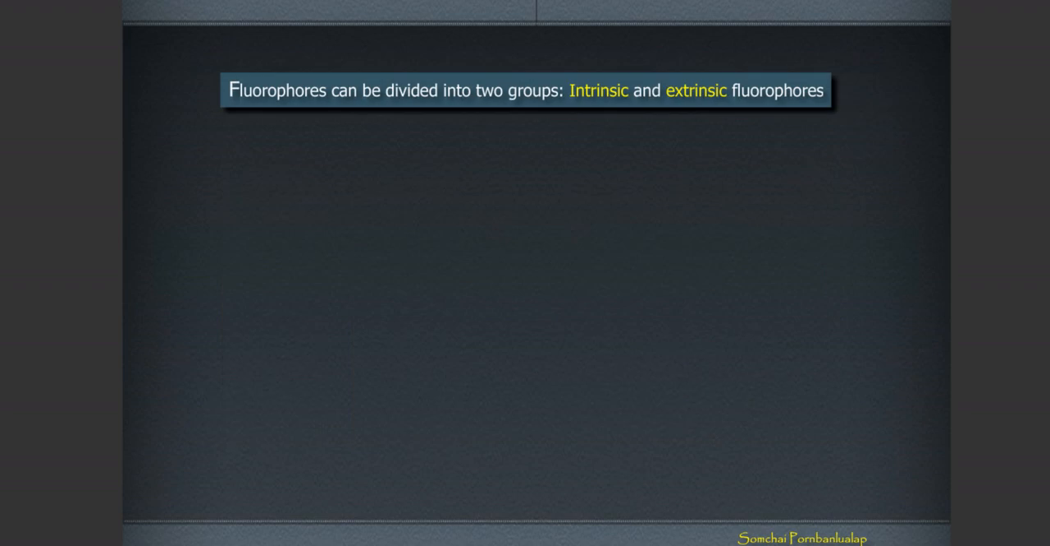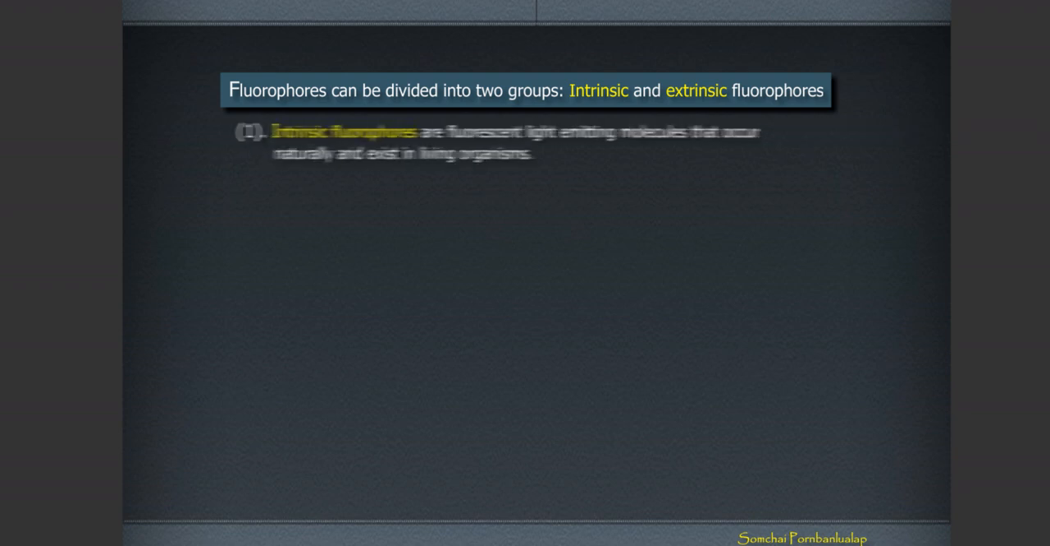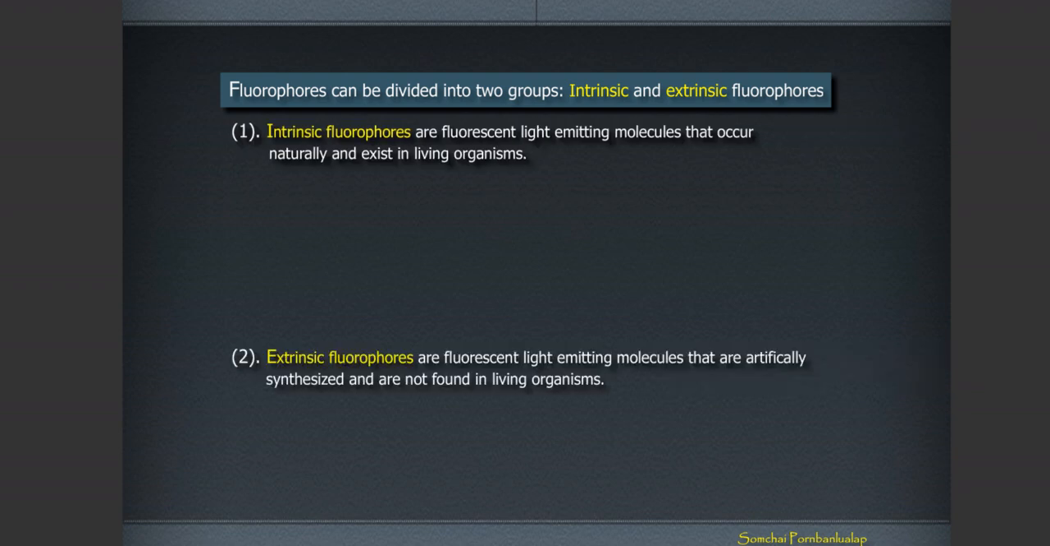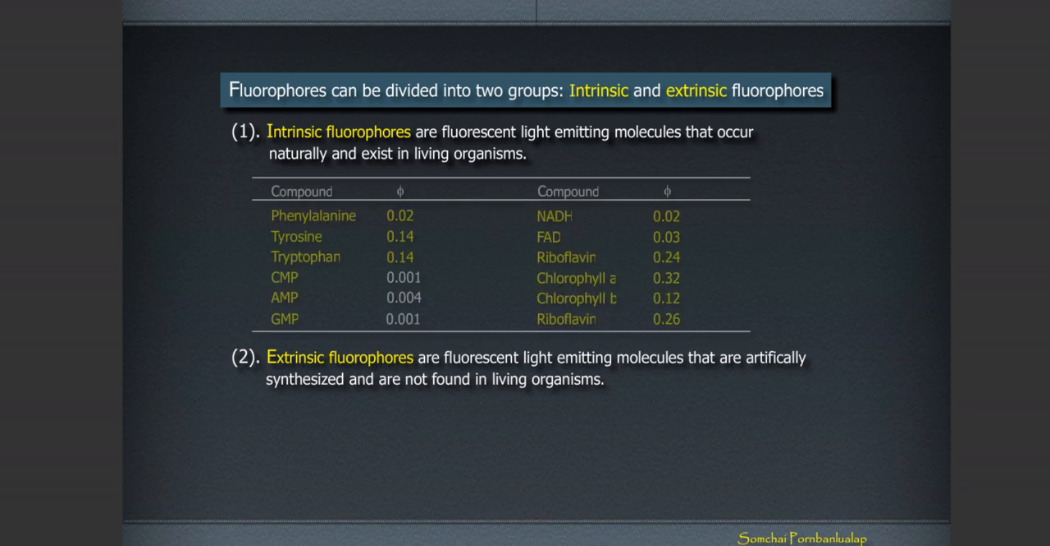Fluorophores have been classified into two groups, intrinsic and extrinsic fluorophores. Intrinsic fluorophores are naturally occurring molecules capable of emitting fluorescence and are found in cellular metabolism. Examples of intrinsic fluorophores include the aromatic amino acids tryptophan, tyrosine, and phenylalanine.